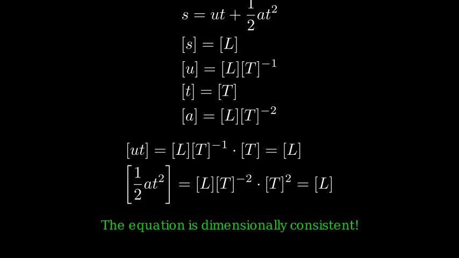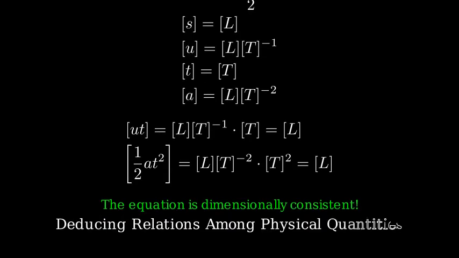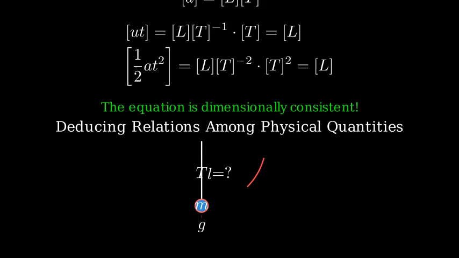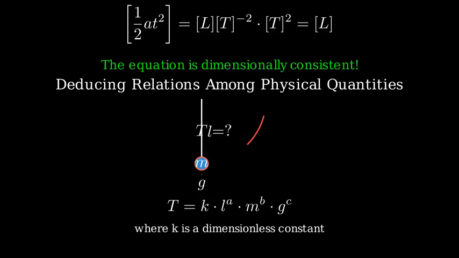Now, let's learn how dimensional analysis can help us deduce relations among physical quantities. Imagine we want to find a formula for the period of oscillation of a simple pendulum. We suspect it depends on the length of the pendulum, L, the mass, m, and the acceleration due to gravity, g. We can express this mathematically as T = k L^a m^b g^c, where k is a dimensionless constant, and a, b, and c are the powers we need to determine.